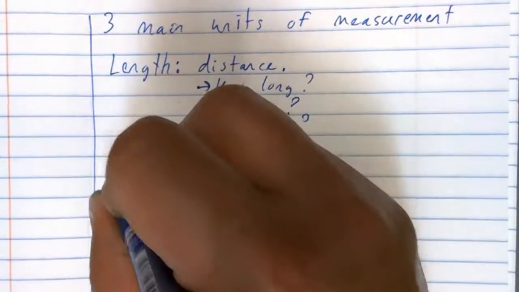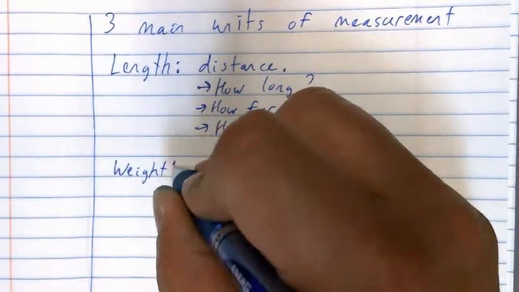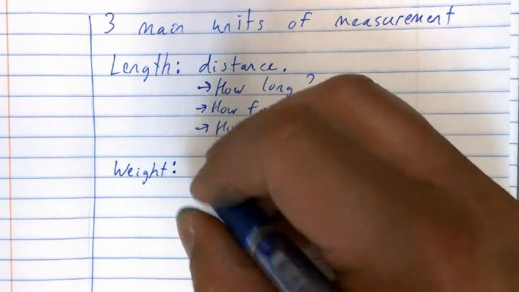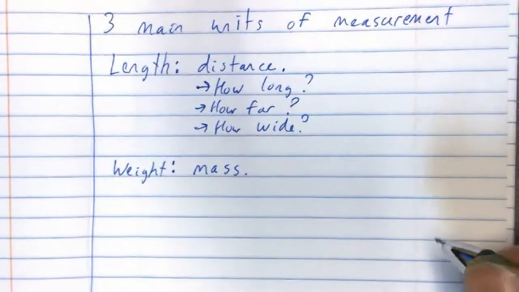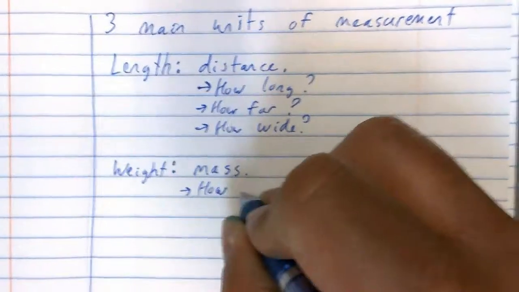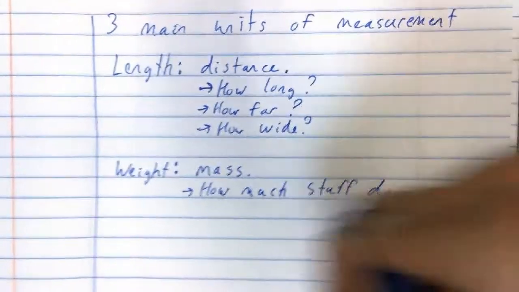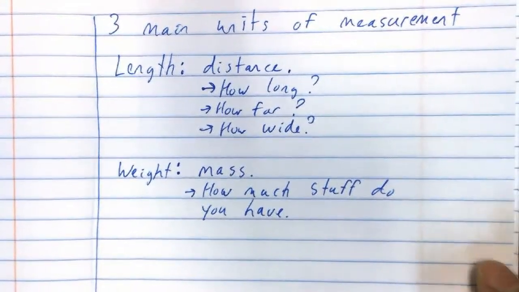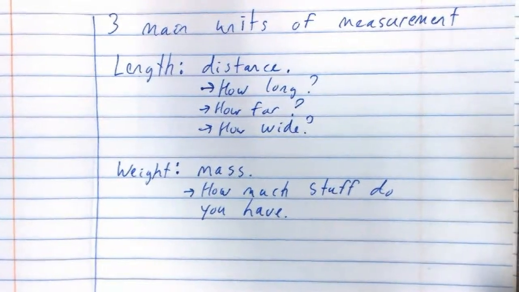Now, the other one is weight. I could get technical with you, but let's just keep it simple. Weight is basically mass. How much stuff do you have? Now, this isn't quantity. It's like, what am I saying when I say that? It's not quantity.